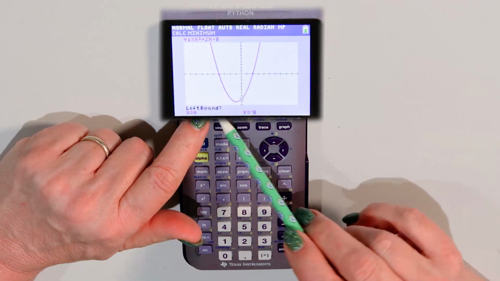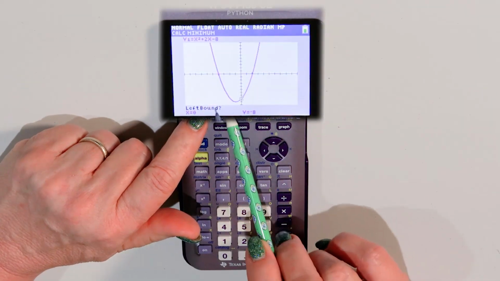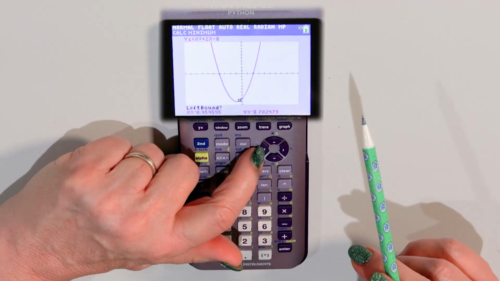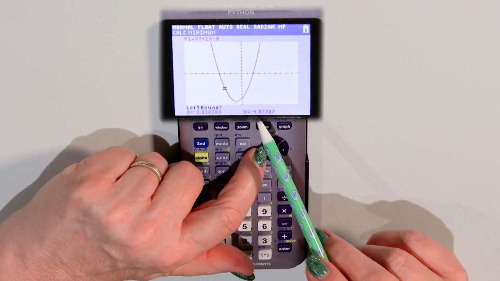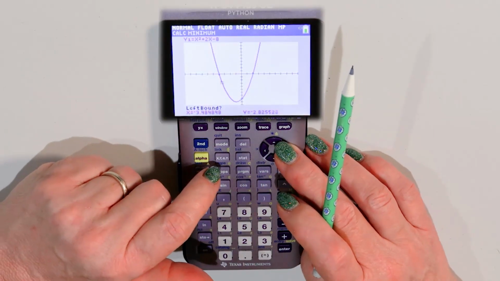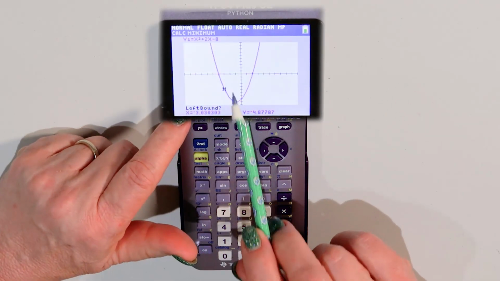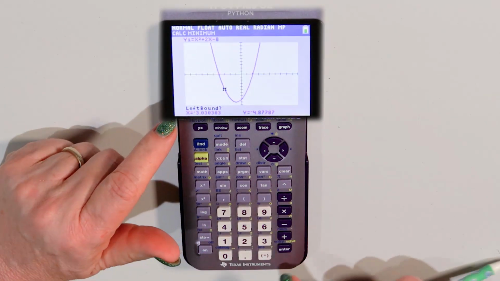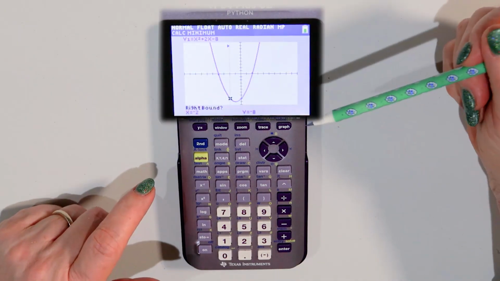My next thing is you need to remember to read here, and it says left bound. So I want to be to the left of that vertex. I can be to the left here, to the left over here, or all the way over here. I can scroll back and forth, or a fun handy dandy trick is, I see that this is around -1, so I can just plug in -2 and hit enter, and that puts it in automatically.